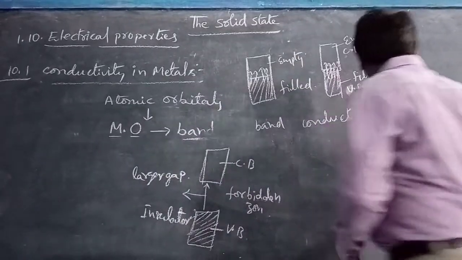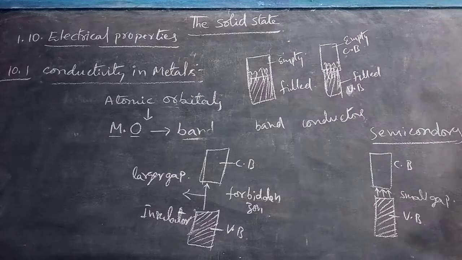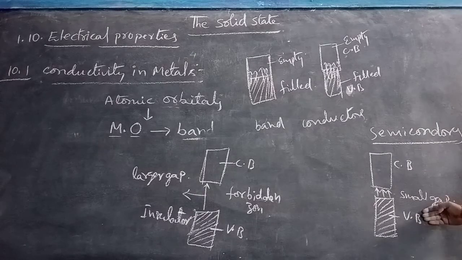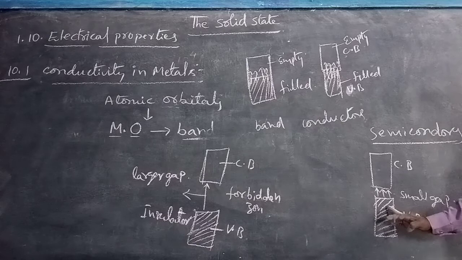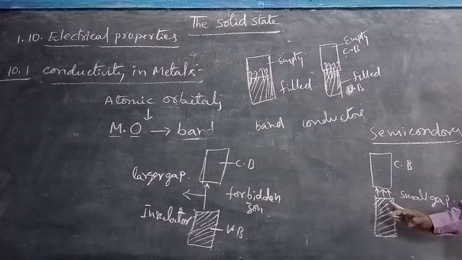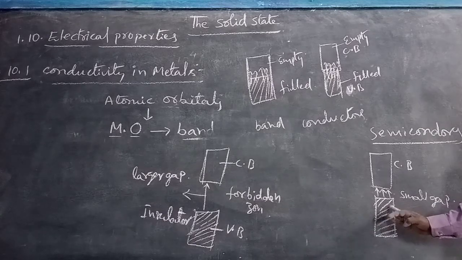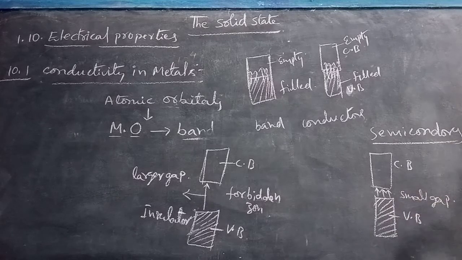Then, for semiconductors, when we increase the temperature, what happens? The electrons absorb the energy and can move from the valence band to the conduction band. Then the electrical conductivity increases.